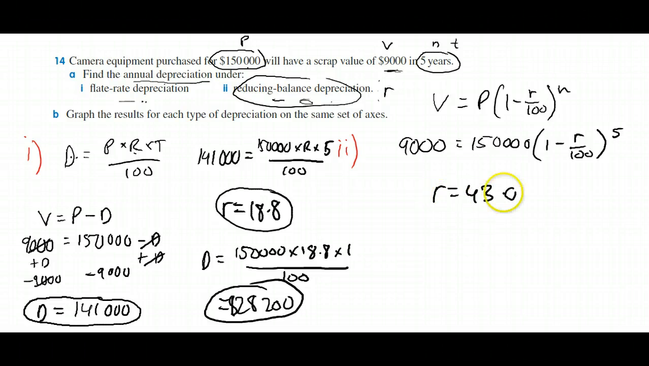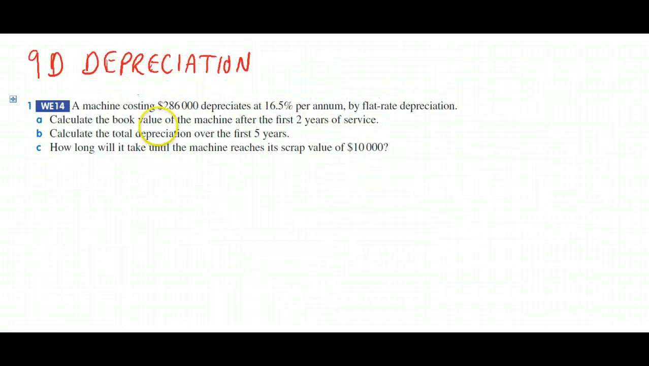R equals 43.03, and that's going to be a percentage, because R is always a percentage. So that's given us the value for R, and that's good enough for the answer to that. Now we need to graph the results for each type of depreciation on the same set of axes.